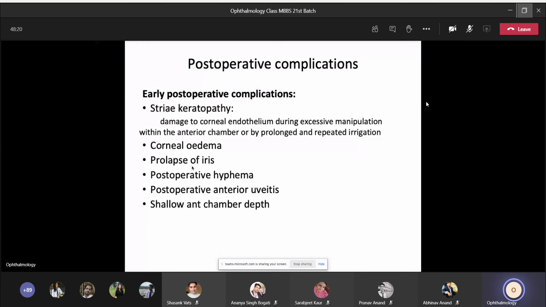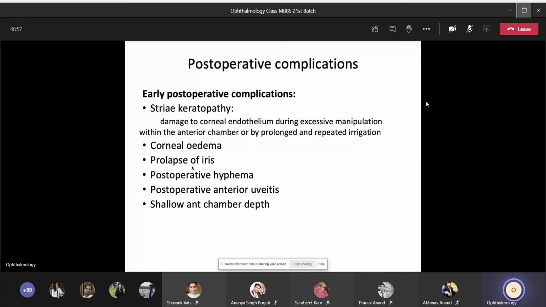So post-operatively, what complications might be there? In early post-operative complications, there may be striate keratopathy, that is, there may be striae in the cornea due to excessive manipulation during surgery. If we are doing prolonged irrigation or excessive manipulation, entering the anterior chamber too many times, all this may lead to damage to the corneal endothelium, leading to striate keratopathy. So the next day in the cornea, we can see striae all over, leading to decreased vision.